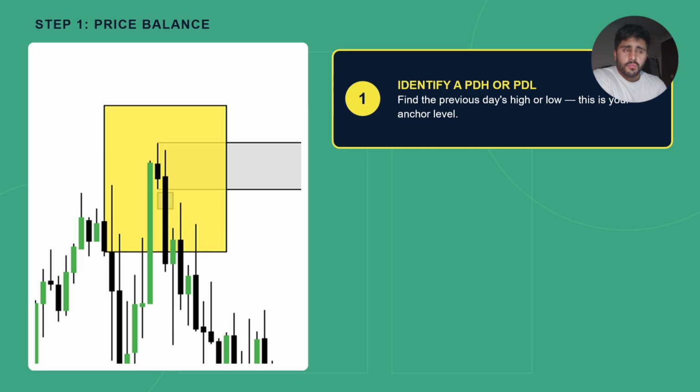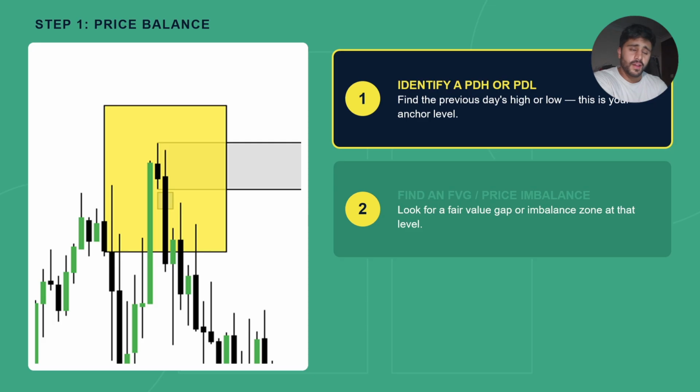You want to identify a previous day high or a previous day low, right? These are some of the best, strongest, and most reliable key levels that you can have conviction in. Once you've done that, you want to identify a fair value gap / price imbalance near a previous day high or a previous day low.